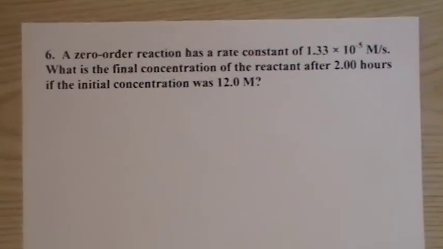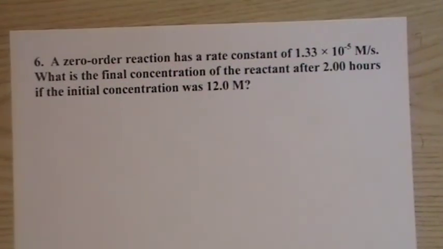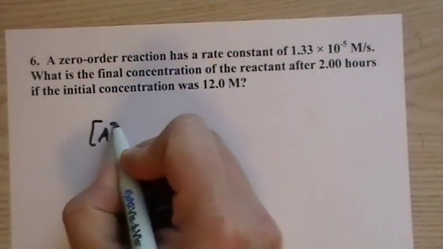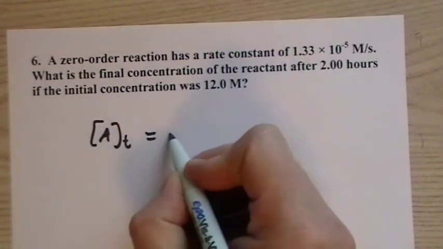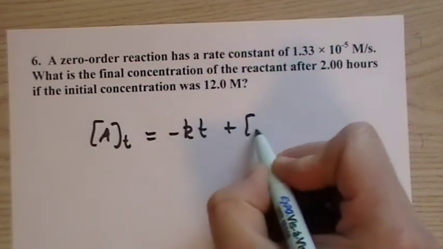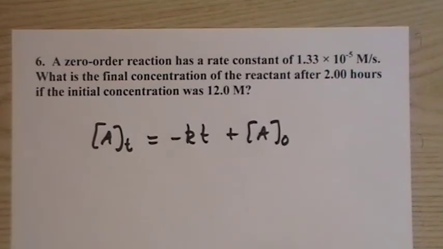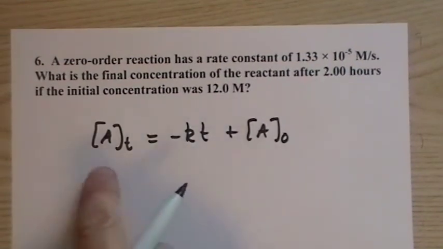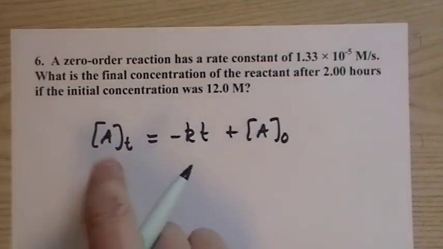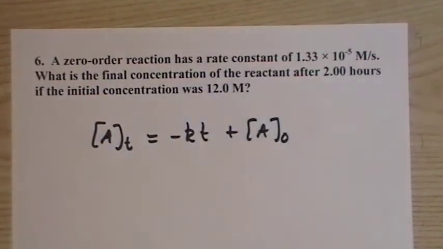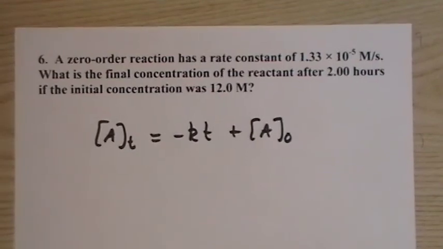Okay, one last problem. This is a zero order reaction, and I'm only doing one of these because I think you have a pretty good idea of how to solve these now. This is the zero order equation. You need to know it, but I'm just going to solve one because it's the same as the others. You have 4 variables to start out, and then you tag down 3 of them with particular values, and then you solve for the last one.